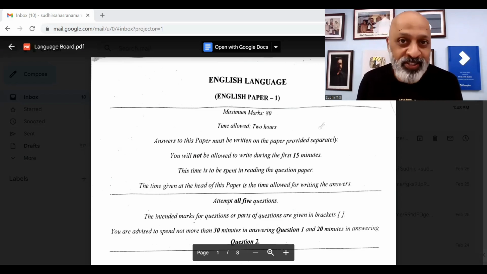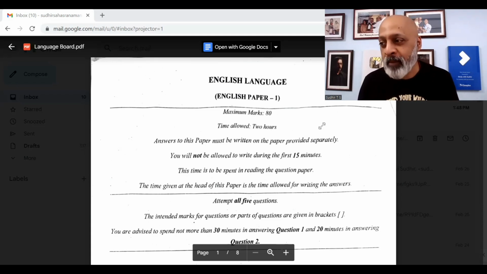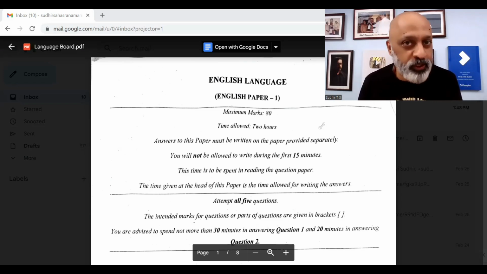Was quite amused by what some of my students said. One of them said, "Aapne to paper leak kar diya." In fact, many of the questions were actually what we had discussed as part of our course. So in that sense, it was a big advantage to many of the students. So let's get started without wasting any time.